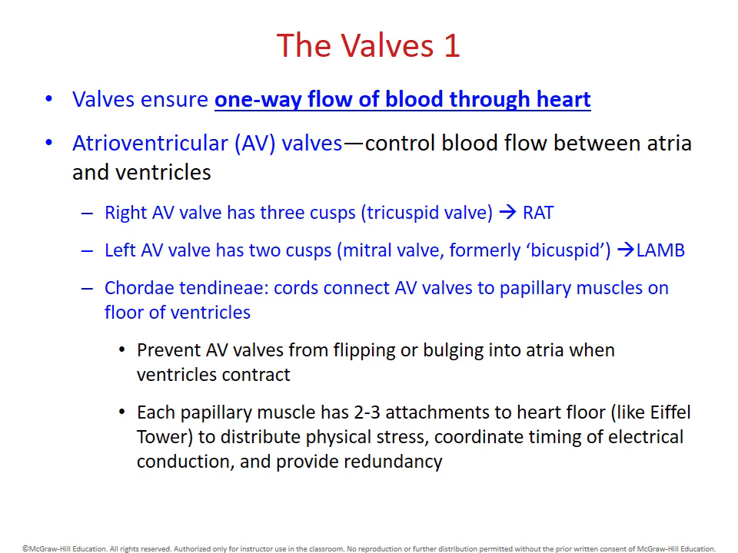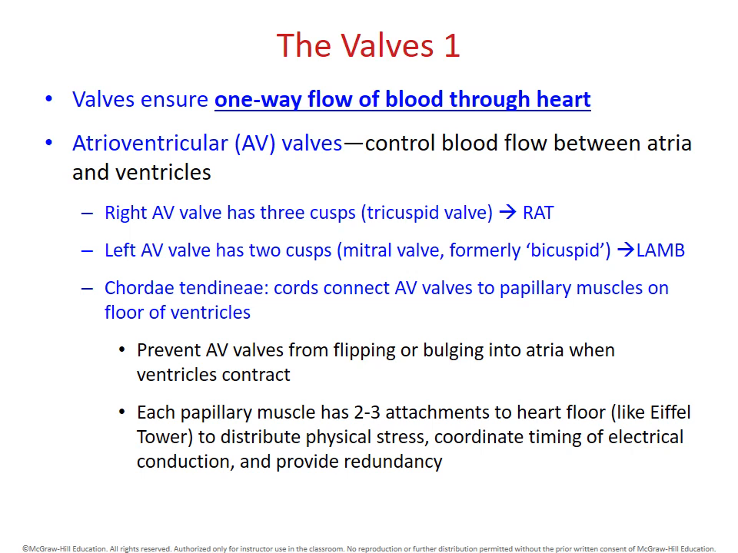Now, a quick trick to remember which one goes where is you can think about a rat or a lamb. RAT, R-A-T, stands for right atrium tricuspid. So the right atrium will have the tricuspid valve. And LAM will stand for left atrium mitral bicuspid. So the left atrium will have the mitral or the bicuspid valve.